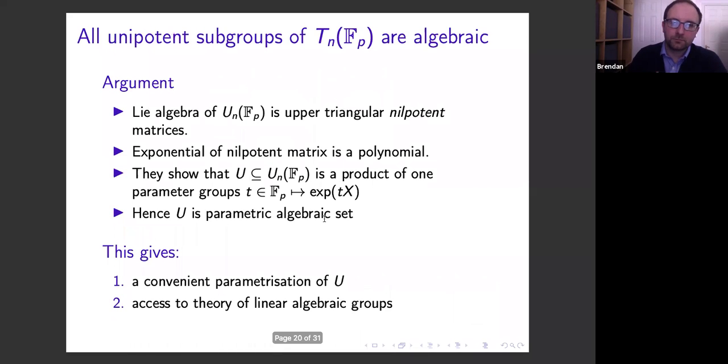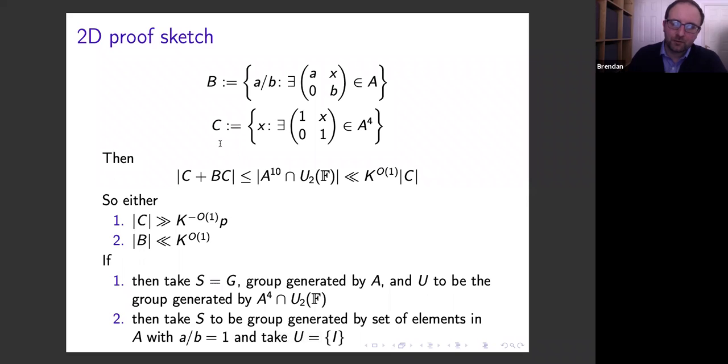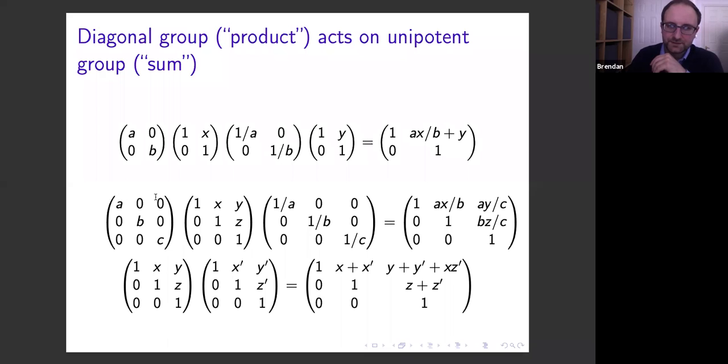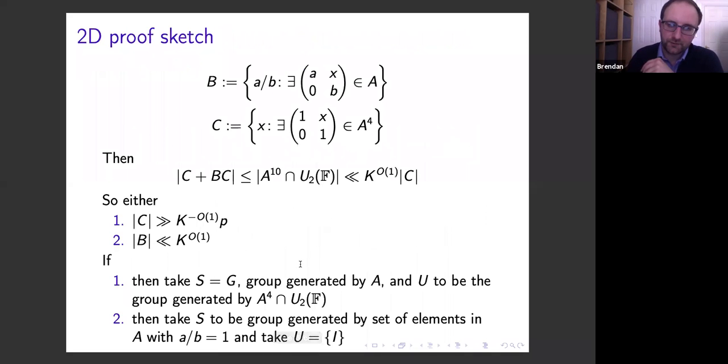Okay, so the idea, I guess, to go to higher dimensions would be you have a diagonal subgroup, and you could act on the unipotent subgroup, and you would hope to apply this group action product theorem. For instance, if you were to just look at this first off diagonal, then you would have the exact same situation. You'd be multiplying by these ratios, and you'd also be getting sums from the group product. So you could try to use the Gill and Helfgott theorem in a similar way.